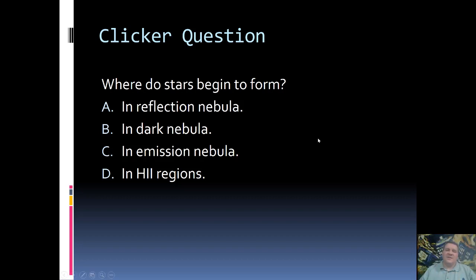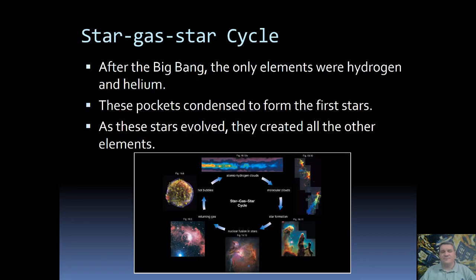Alright, so where do stars begin to form? The answer is B, in a dark nebula. Dark nebulas are cold and dense. Because they have a high density, that means they have stronger gravity pulling everything in, and because they are cold, they have very low pressure. So in a dark nebula, we have gravity pulling in and not as much pressure pushing out, and that means pockets within it are going to be able to collapse and actually begin forming stars.